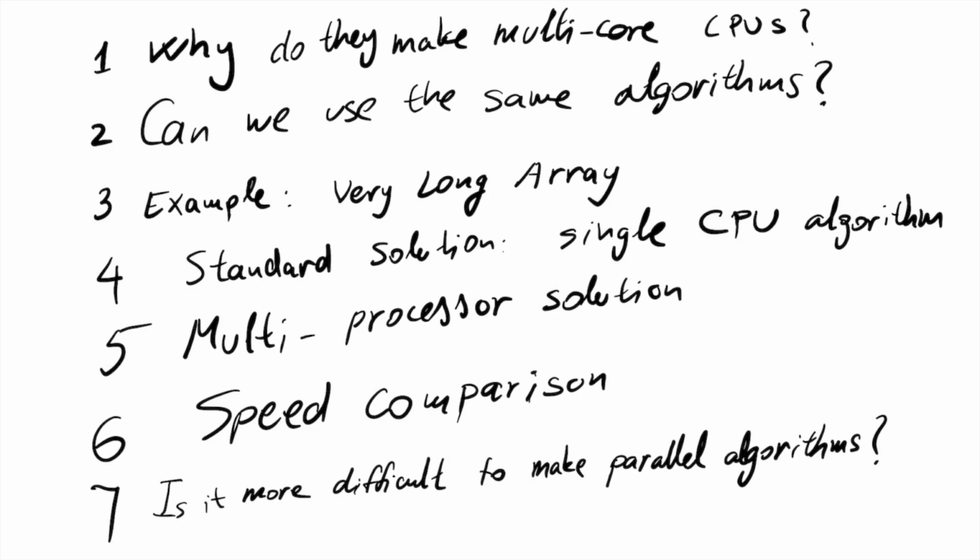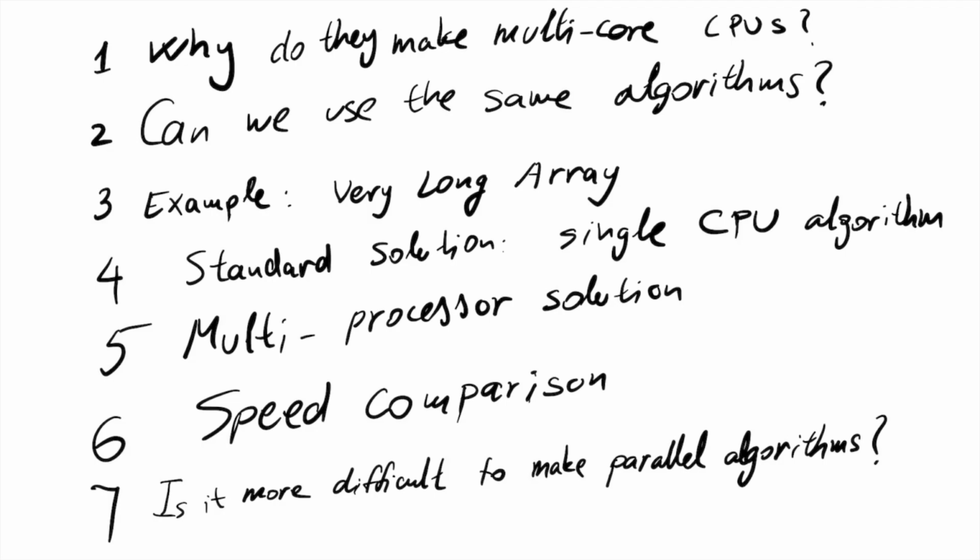Now it would be nice if I don't go straight into writing programs, but first answer some questions like why do they make multi-core CPUs? Can we use the same old algorithms and just run them on multiple cores? But I'll do that later. So we'll go straight into an example.